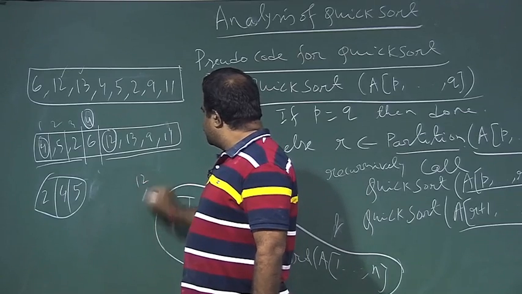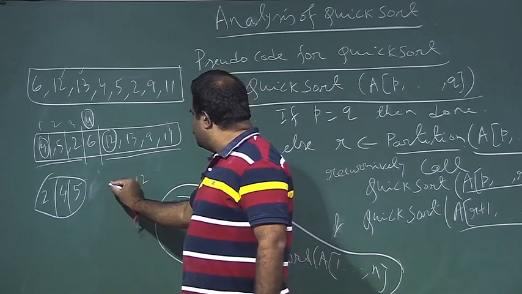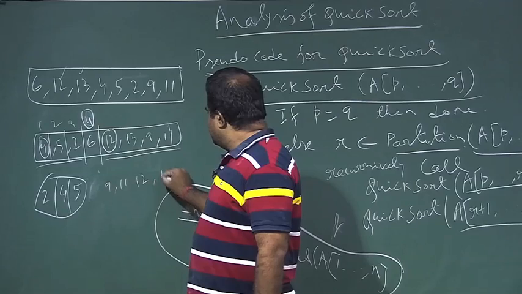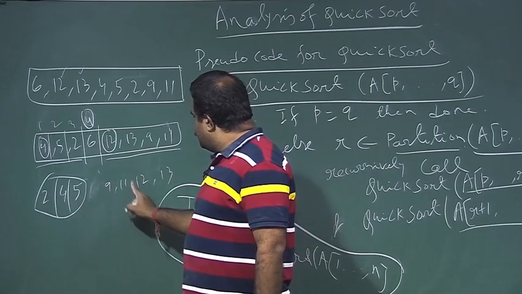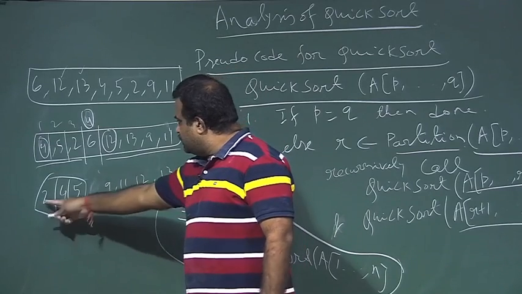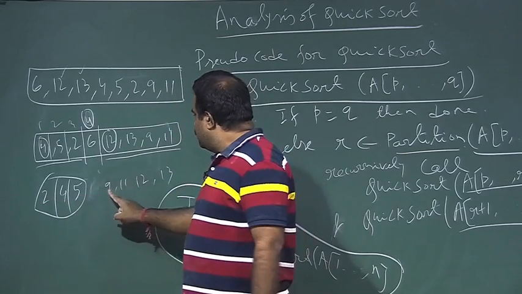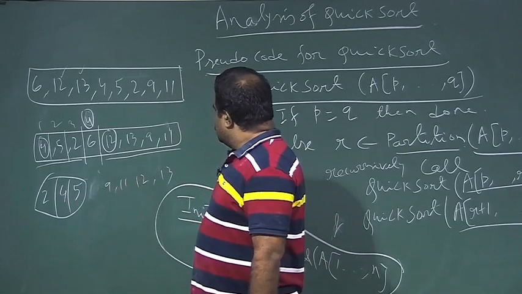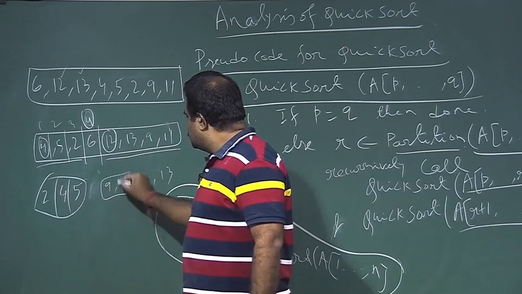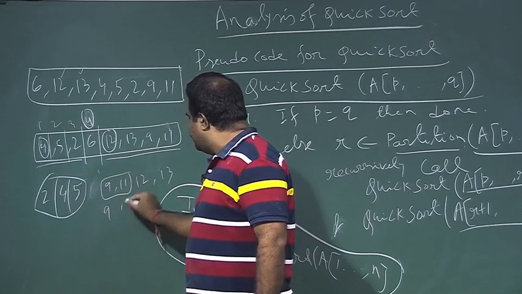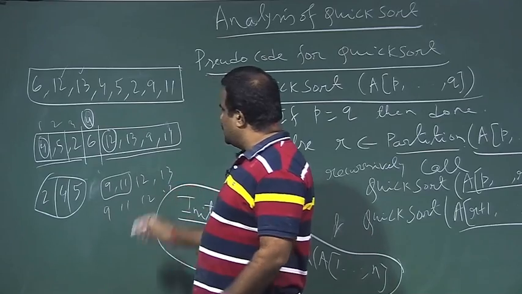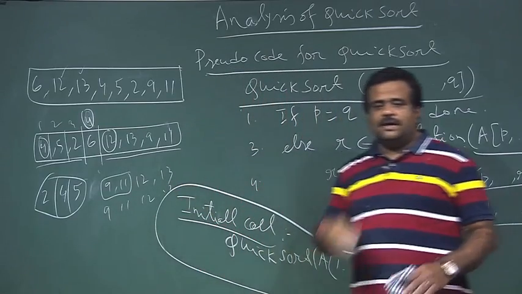So 12 will be sitting here, all the elements less than 12 will be here, 9, 11, and greater than 12. Now again we call quicksort on this, and quicksort on this. There is only one element, so we stop. We call quicksort on this. So 9 will be there, so 9, 11. So 12, 13. So done.